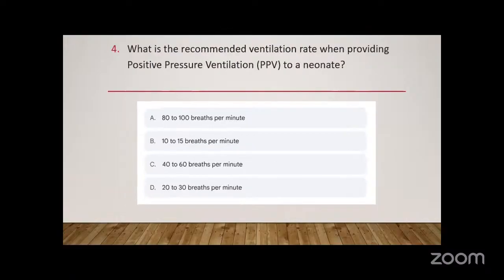What is the recommended ventilation rate when providing positive pressure ventilation to a neonate? Correct, 40 to 60 breaths per minute.